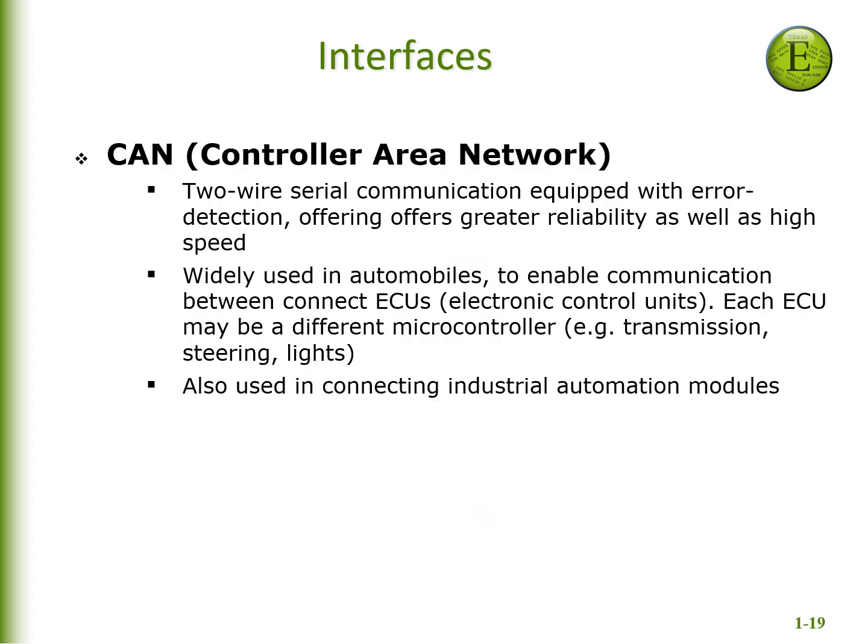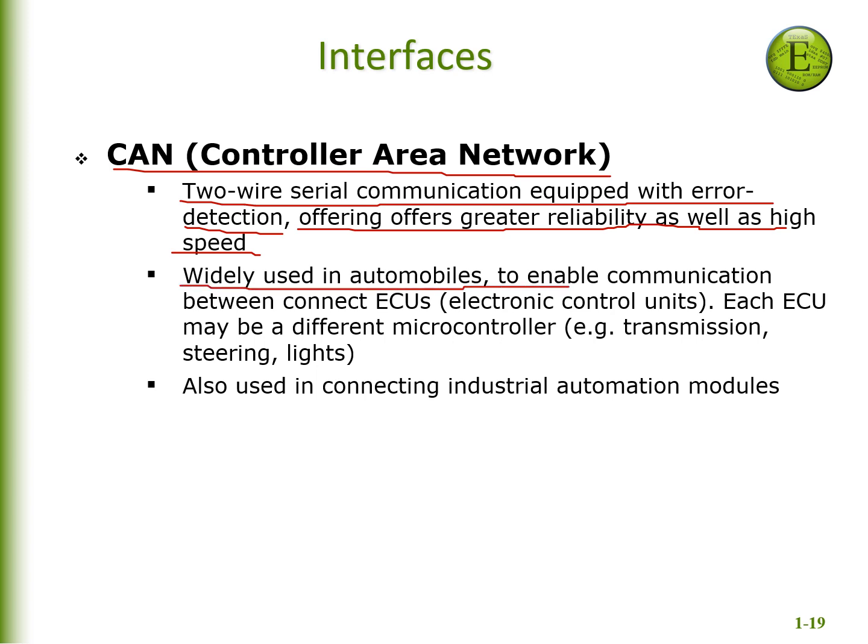And then we have another interface, the CAN, the Controller Area Network. There was a CAN module, remember, that we saw in the diagram. Again, it is a 2-wire serial communication interface equipped with error detection, and therefore it offers greater reliability along with high speed. The CAN interface has been widely used in the automobile.